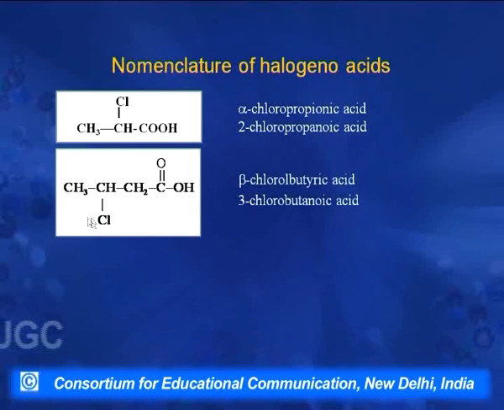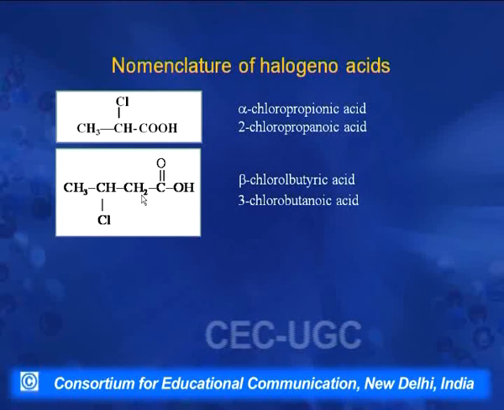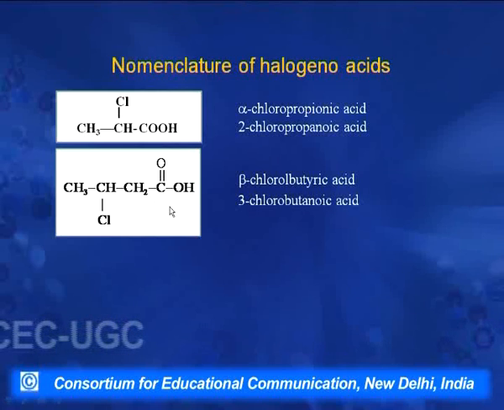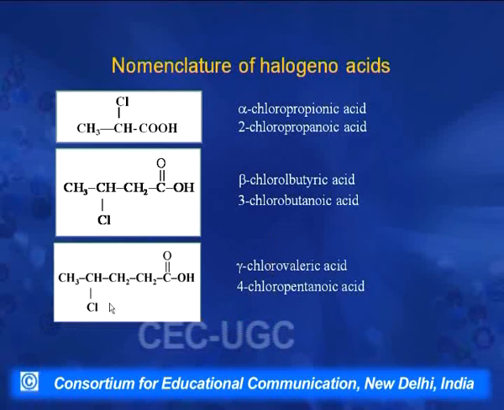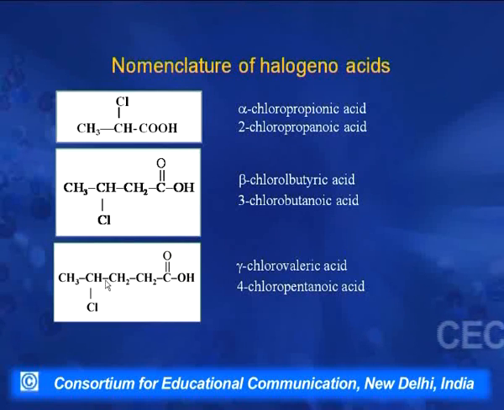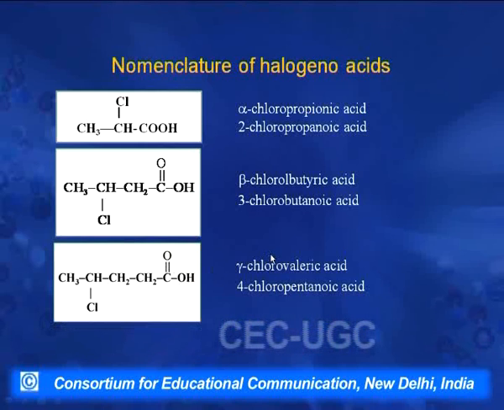This one having substituent at the beta position, this is beta chlorobutyric acid, or according to IUPAC system it is 3 chlorobutanoic acid. Then this one having substituent at the gamma carbon is gamma chlorovaleric acid, or 4 chloropentanoic acid, because in the chain there are 5 carbons.